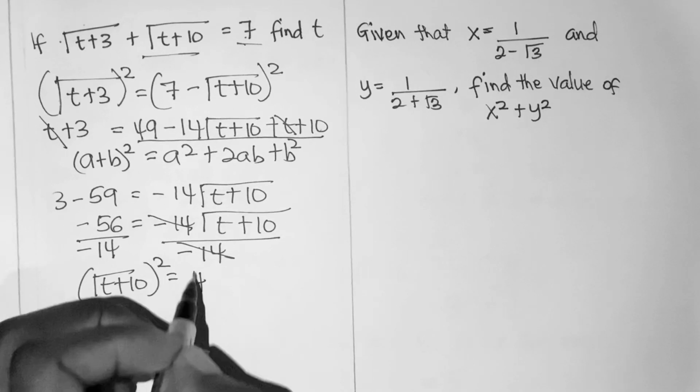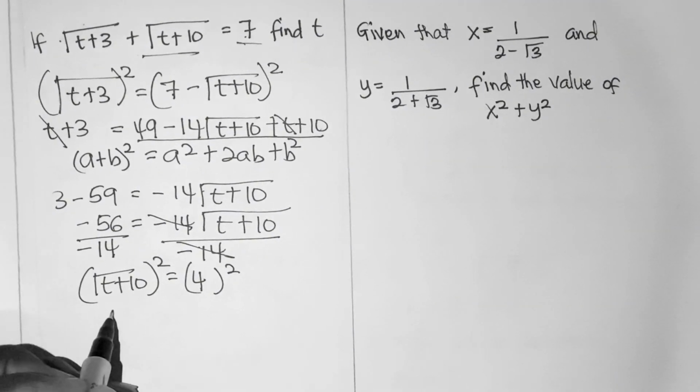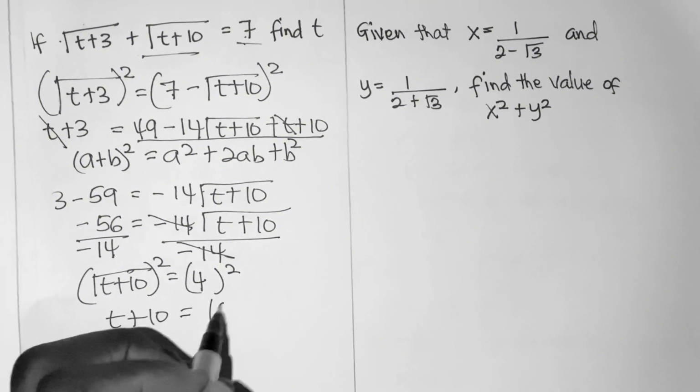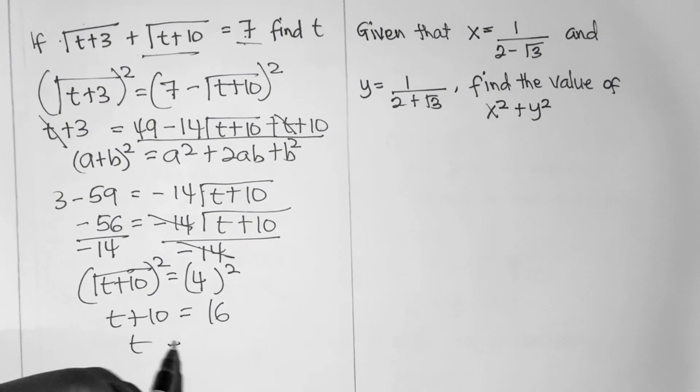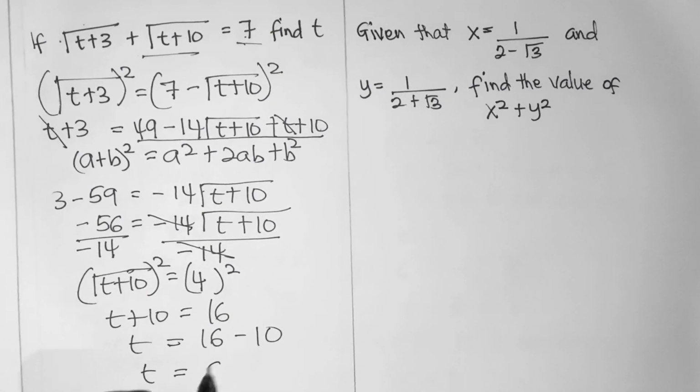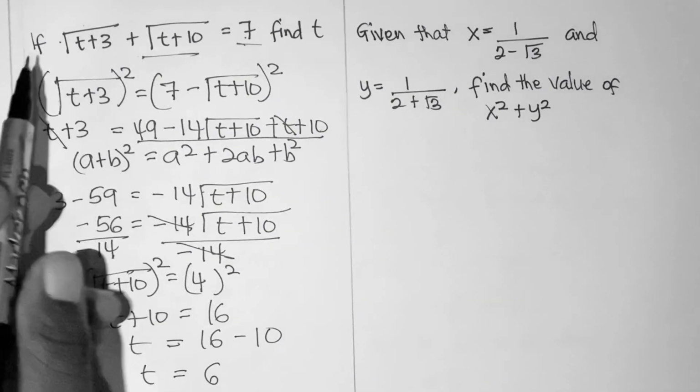So if we square here and we square here, we find that t plus 10 is equal to 4 squared, which is 16. So if you make t the subject, t is equal to 16 minus 10. Therefore t is equal to 6. So we can test it and see.